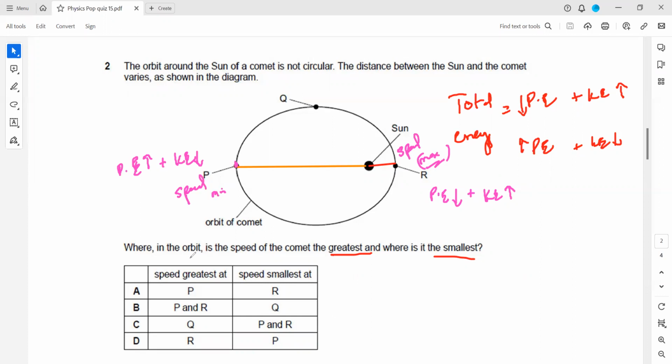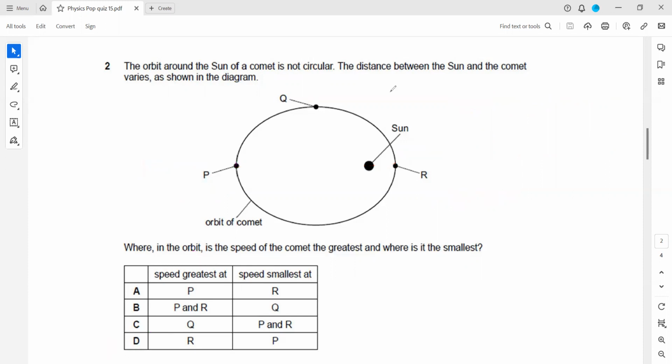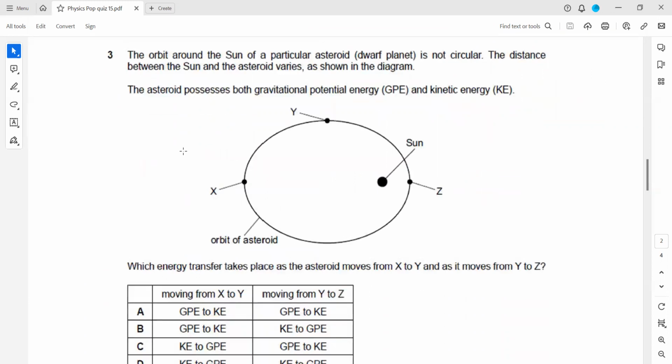So the greatest speed is at R and the smallest speed is at P. So it matches with option D, which is the right answer. Is it clear, this one? Clear, sir. Moving on to the next question, question 3.